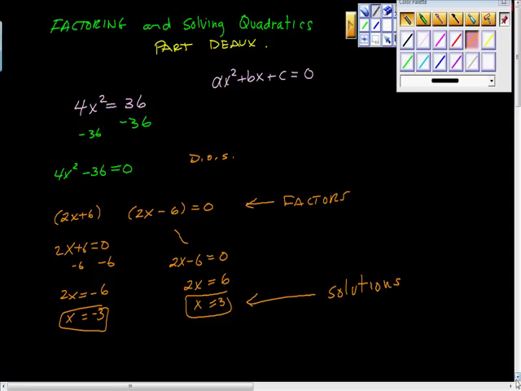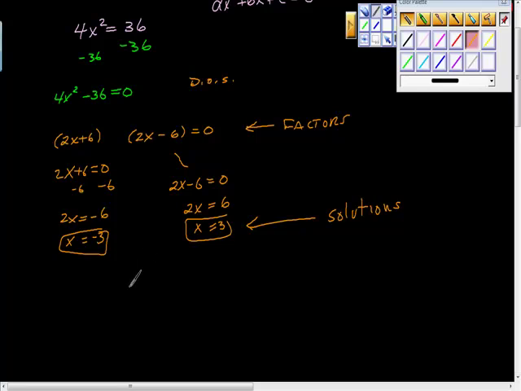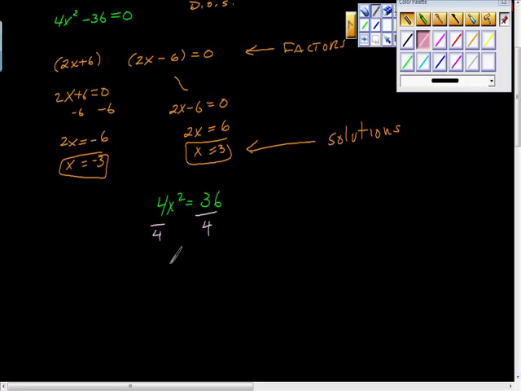So they're different. The other way that this problem could have been done was this, right? We started out with this problem. 4x squared is equal to 36, right? So what I did was this. I just solved this as if this was just x, and I divided both sides by 4. Now you get x squared is equal to 9. And you're going to take the square root of both sides.